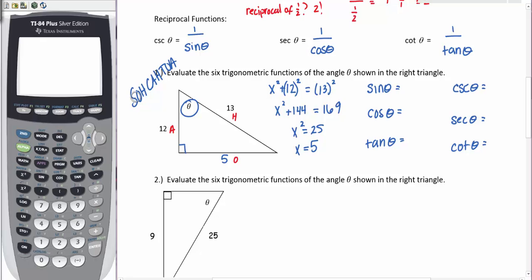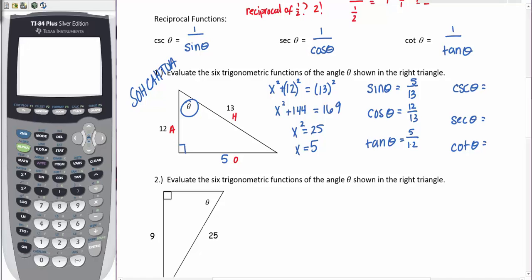Okay, and this means that sine is opposite over hypotenuse. So sine theta, opposite is 5 over hypotenuse is 13. Okay, and then cosine is adjacent over hypotenuse. That's what A and H mean. So adjacent is 12 over the hypotenuse is 13. And tangent, TOA, is opposite, which is 5, over adjacent, which is 12.